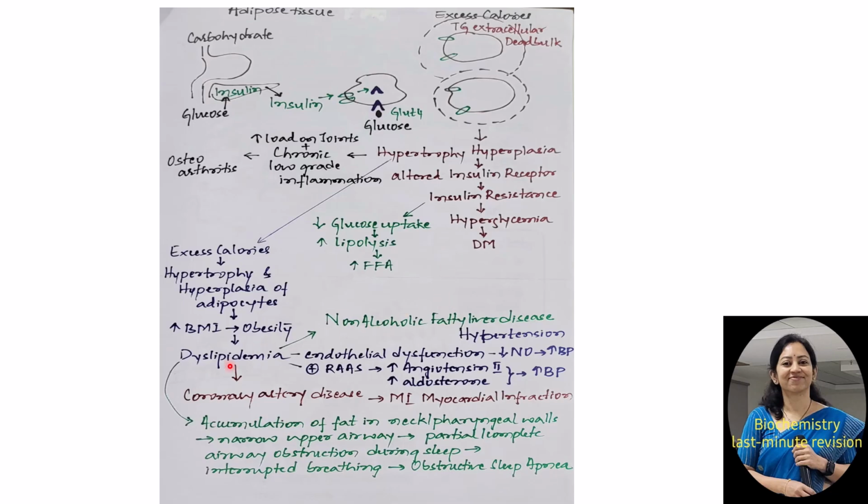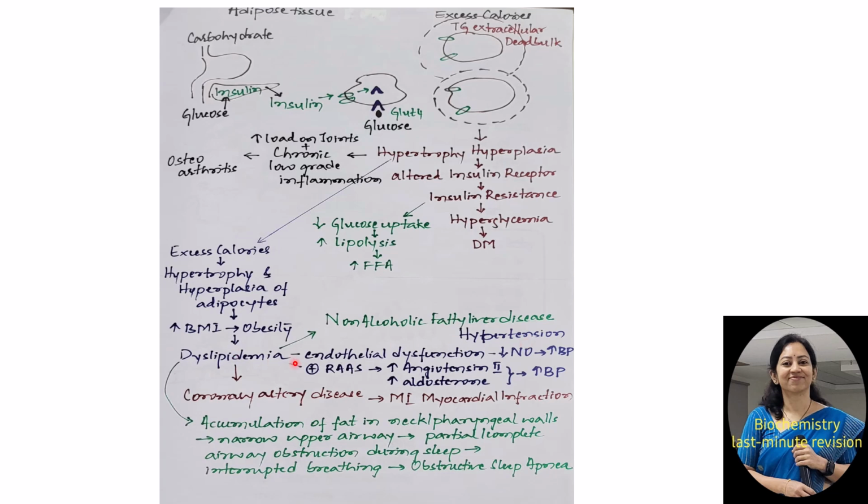Now this dyslipidemia can cause endothelial dysfunction, and this can decrease the nitric oxide. So check out the functions of nitric oxide in the videos on protein metabolism. So decreased nitric oxide, what happens? The main function of nitric oxide is vasodilatation. So decreased nitric oxide means decreased dilatation of the blood vessels. As a result of that, BP increases, predisposing the individual to the development of hypertension.